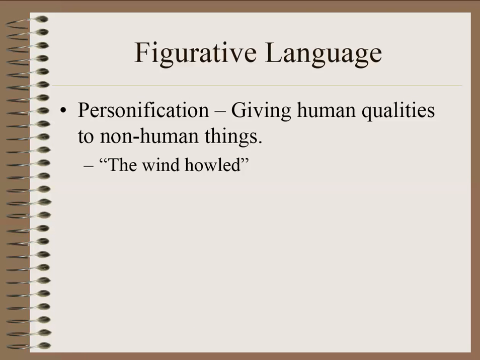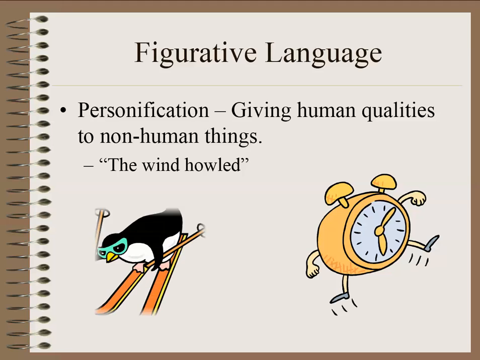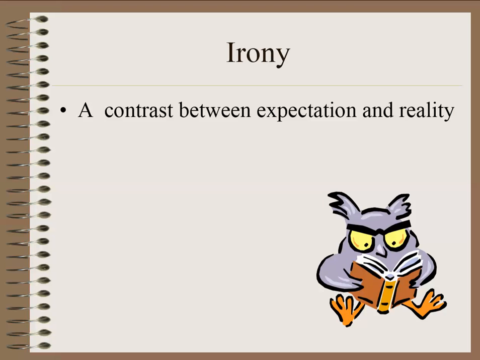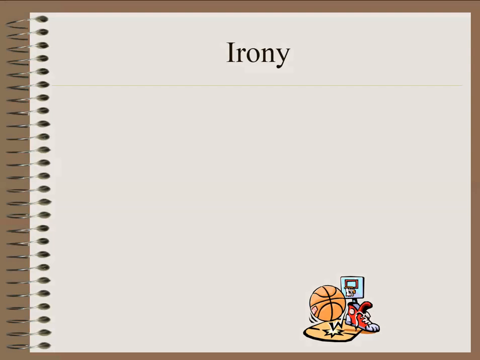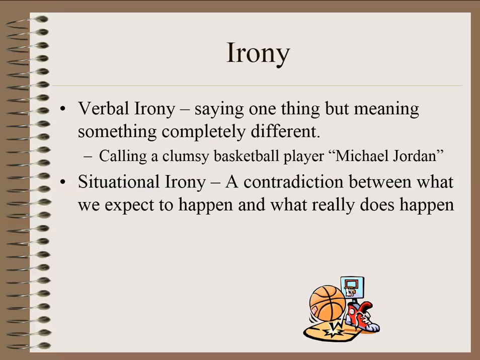Personification is giving human qualities to non-human things. The wind howled. The sun smiled down upon us. These are non-human things. They can't do that, but when we describe them that way, it allows us to imagine them a little better. Irony is a contrast between expectation and reality. Verbal irony is saying one thing but meaning something completely different. Situational irony is a contradiction between what you expect to happen and what really happens.